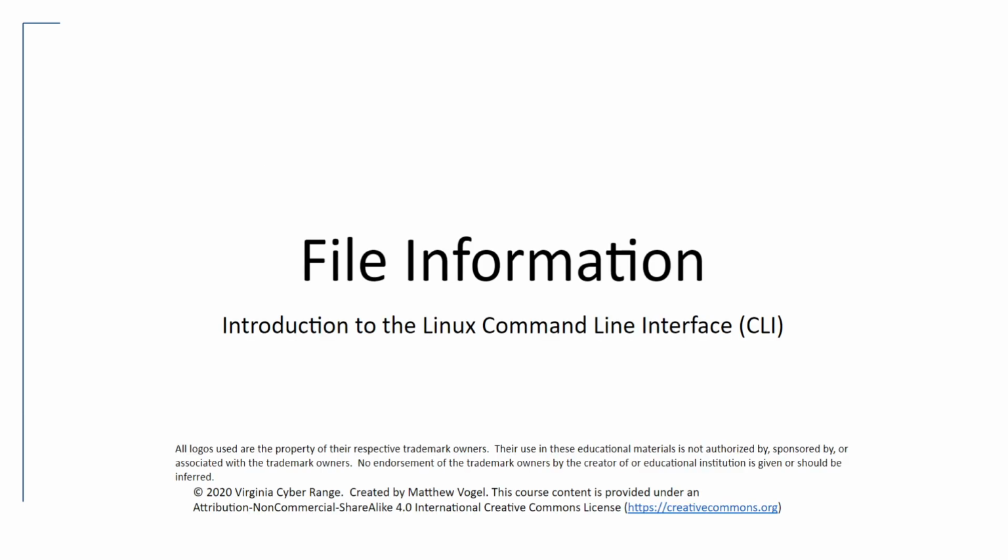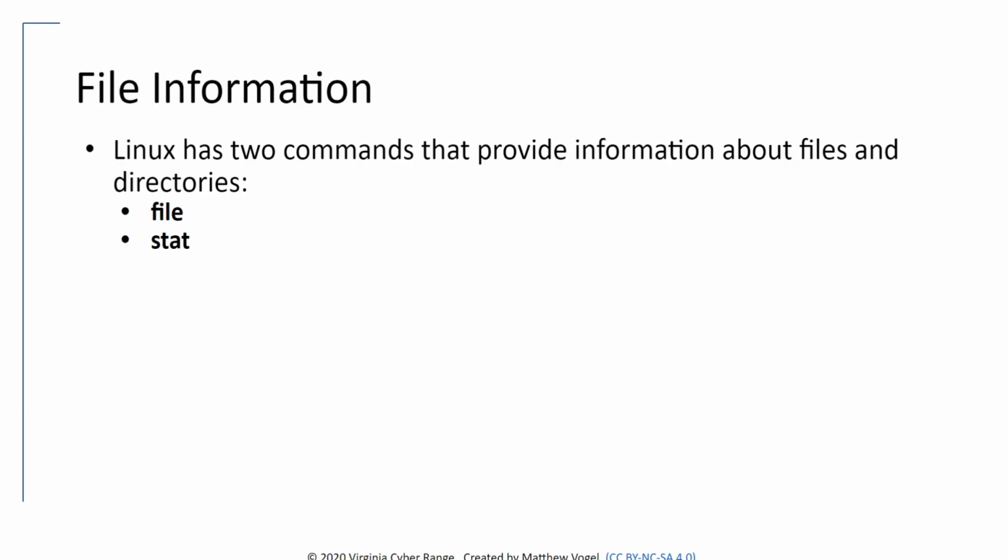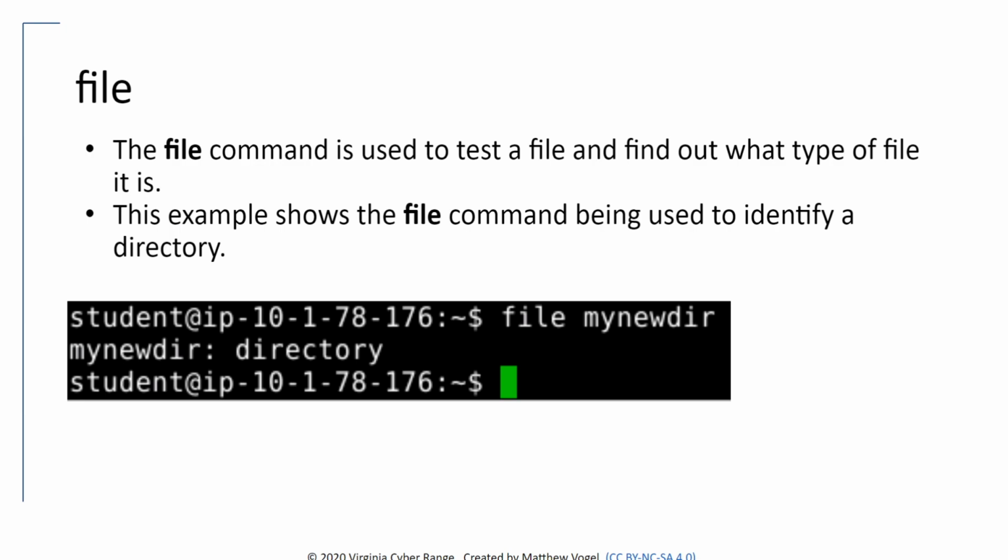Okay, so the last one is dealing with file information, just information about a file. We've only got two commands to learn for this one, so you understand how to use the file command to view file information, and then understand how to use the stat command to view file information. So file information in Linux has these two commands, file and stat, and we're going to learn what these things do.